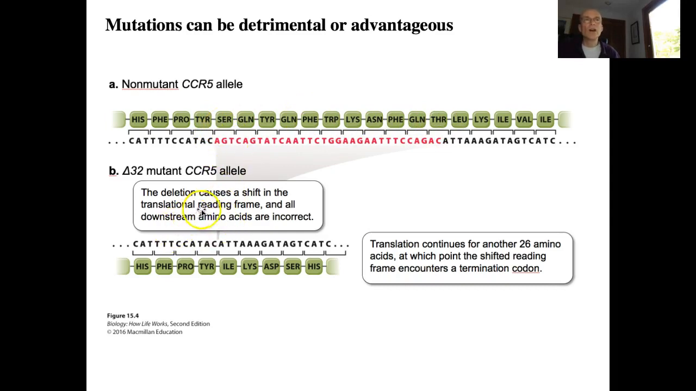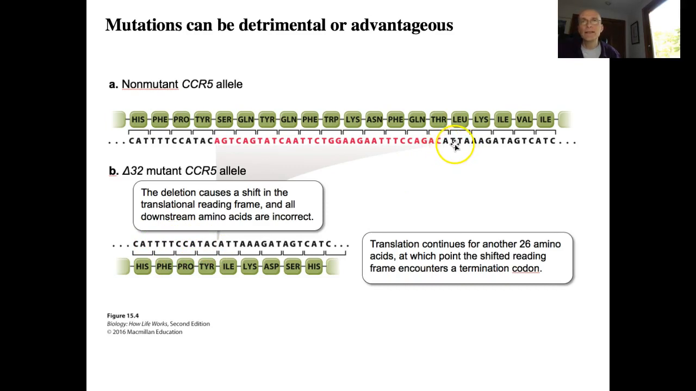And that deletion causes a shift in the translational reading frame. And all downstream amino acids are incorrect. So what that means is that the last tyrosine here, the TAC, is still correct. But then when it comes back to this A here, you see that there are changes that are always in brackets of 3, right? This is a codon, this is a codon, this is a codon. And here, the mutation ends at the C, not at the A. And so therefore, the translation will occur from the TAC to an ATT. And there wasn't an ATT before.